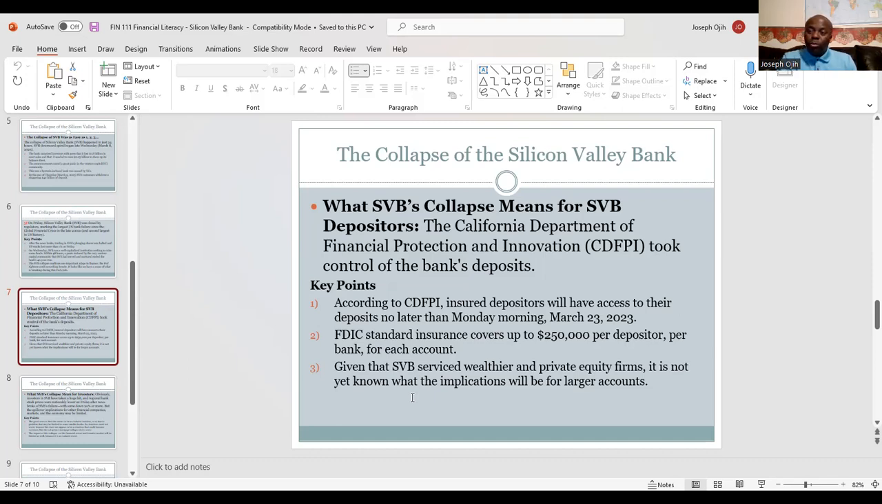So those depositors with that kind of amount will get their money. But what will happen to big-time depositors, those that have billions of dollars or millions of dollars deposited at Silicon Valley Bank? Nobody can tell as of now. We'll be watching the developments in the coming weeks to see what is going to happen to those kinds of depositors.